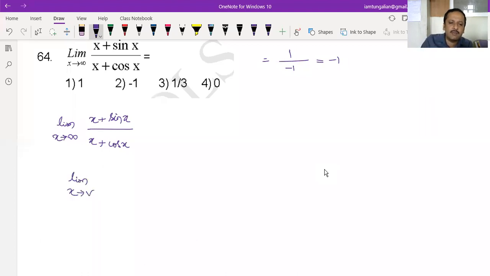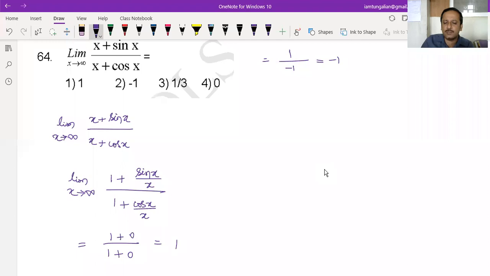So I will divide both the numerator and denominator by x. That will give you (1 plus sin x by x) divided by (1 plus cos x by x). So that is equal to 1 plus, when x tends to infinity, sin x by x becomes 0, divided by 1 plus cos x by x also becomes 0. So the answer is 1. I have explained this already.